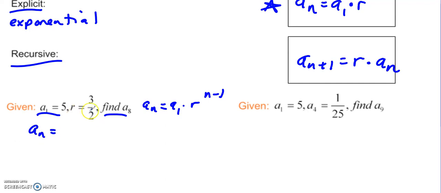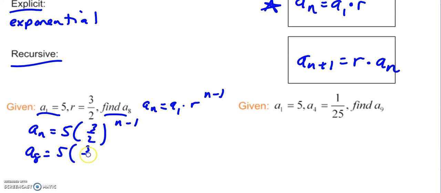A sub n equals the first term of 5. The common ratio is 3/2. We are raising that to the n minus 1. So if I wanted to find the 8th term, you would really plug in 8 for n. So a sub 8 would be 5 times 3/2 to the 7th power.